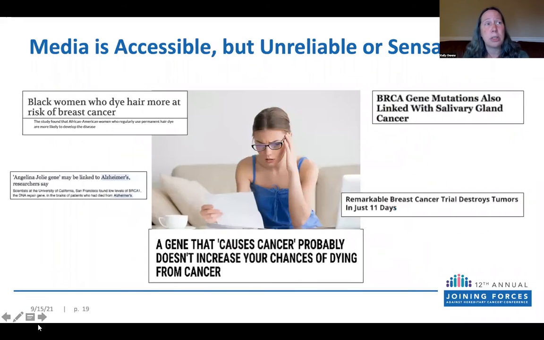And most people turn to media. So things like blogs and online forums and websites. Media is very accessible, but it can be unreliable or sensational. And a number of the headlines here highlight just that. So things like BRCA gene mutations also linked to salivary gland cancer. Gene that causes cancer probably doesn't increase your chances of dying. These are really sensational headlines.